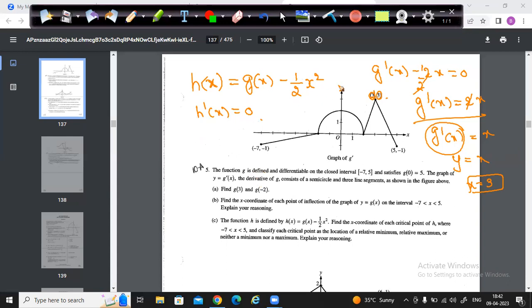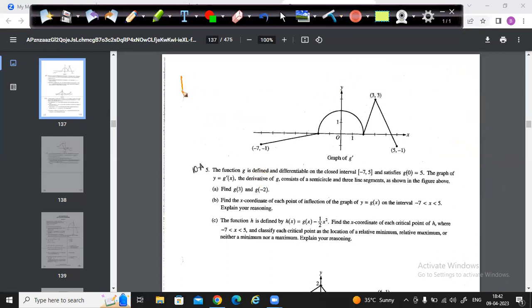So what is my h dash of x? I am writing neatly here. I am writing h dash of x. What is my h dash of x? H dash of x is g dash of x minus x. Correct, right?